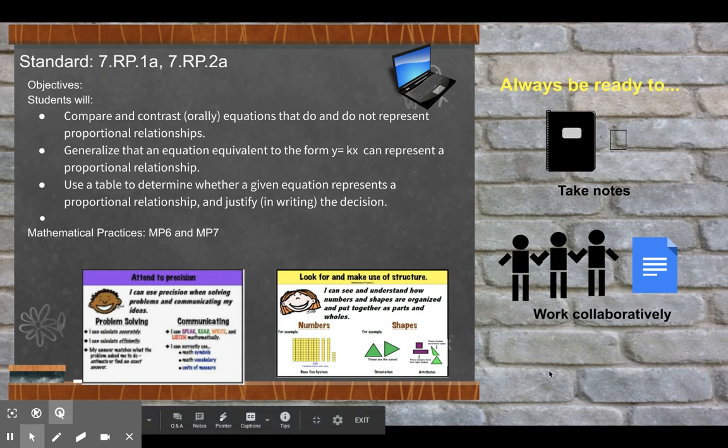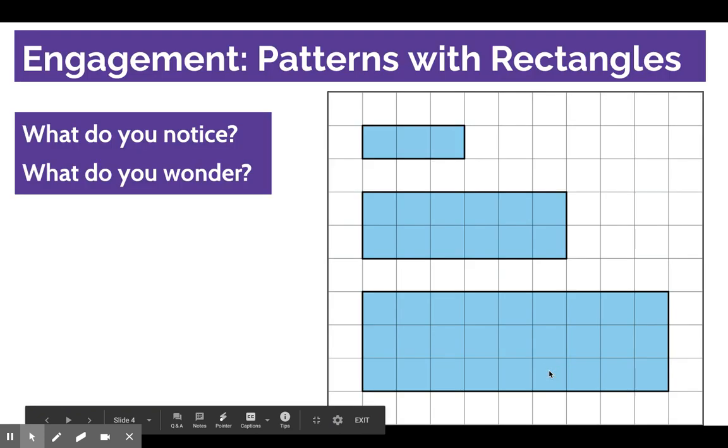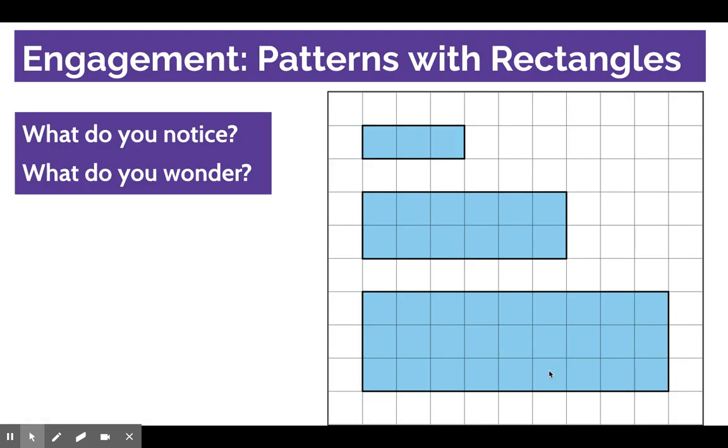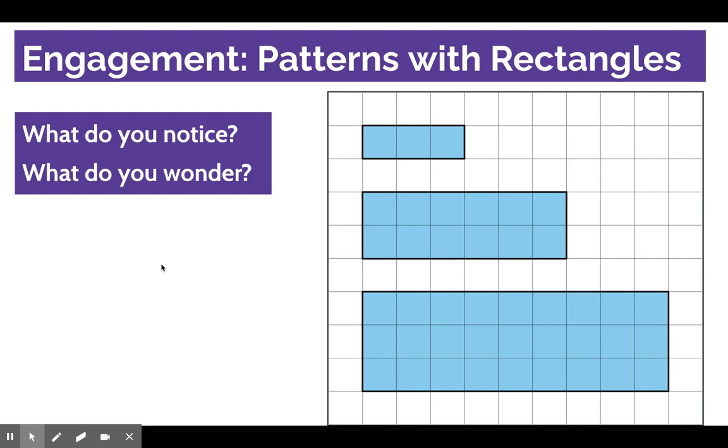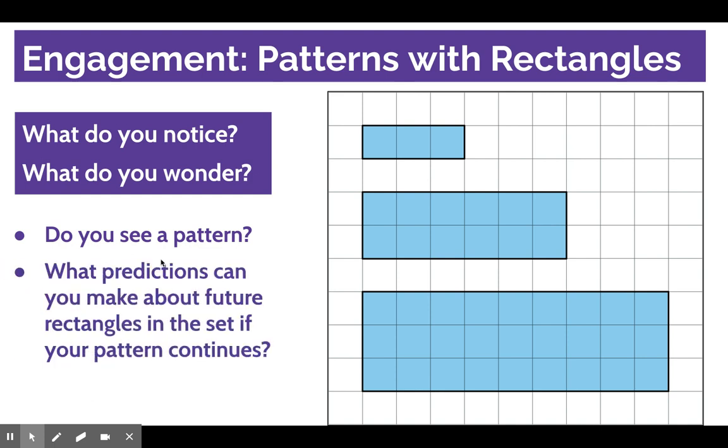So now let's move to our engagement activity. Our engagement activity is entitled Patterns with Rectangles. So you have 3 rectangles placed here in our grid. And I want to know, what do you notice and what do you wonder? So what do you notice looking at this image and what do you wonder? So do you see a pattern at all? And what predictions can you make about future rectangles in the set if your pattern continues?